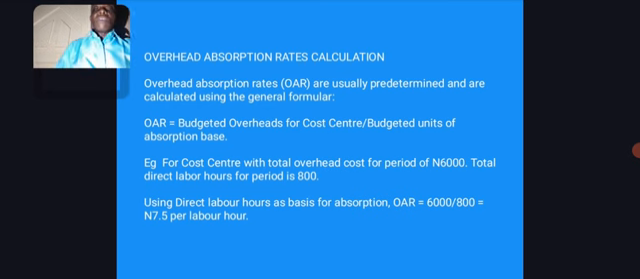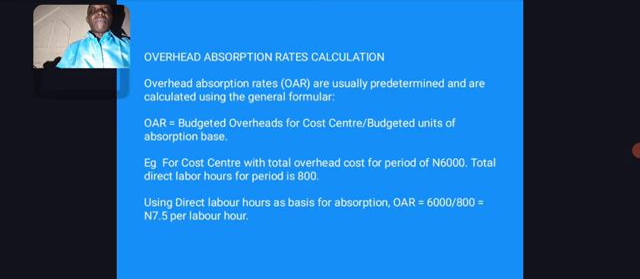So depending on the number of labor hours that it takes to produce a unit of the material, we can now absorb the overhead in that order. For instance, if it takes 2 labor hours to produce a unit of the product, that means that the overhead cost to be absorbed by that unit will be 7.5 times 2, which is 15 naira per unit of the product. So that is the way the computation of the absorption rates are made.